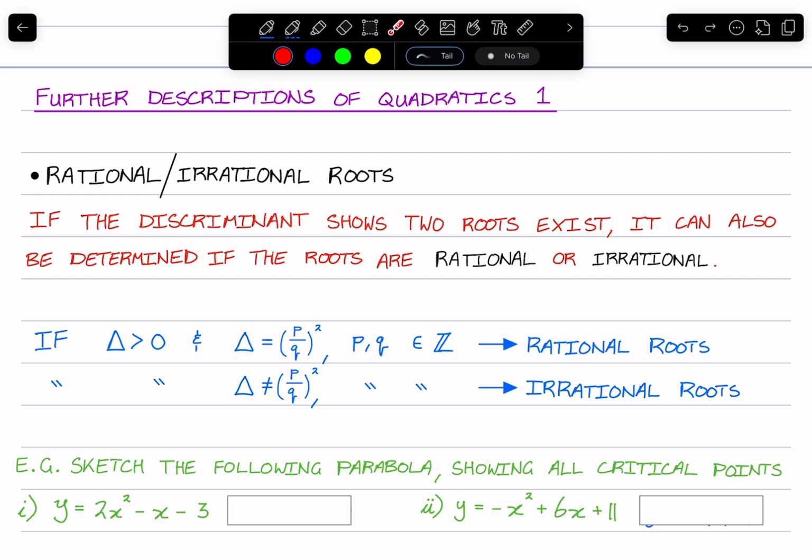Hello class, this is a video tutorial on further descriptions of quadratics. In this video, we'll be looking at rational and irrational roots. Previously, we've seen that if the discriminant is greater than 0, it shows that two roots exist. It can now also be determined if the roots will be rational or irrational roots.